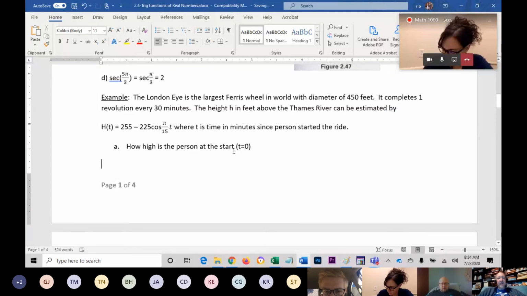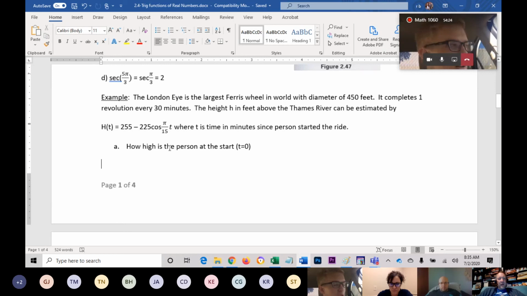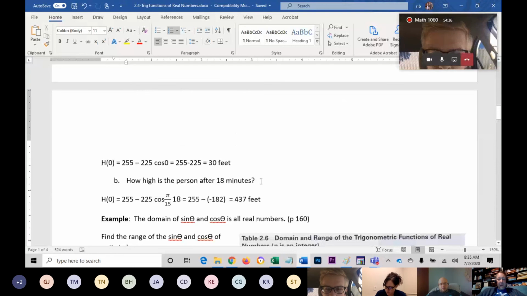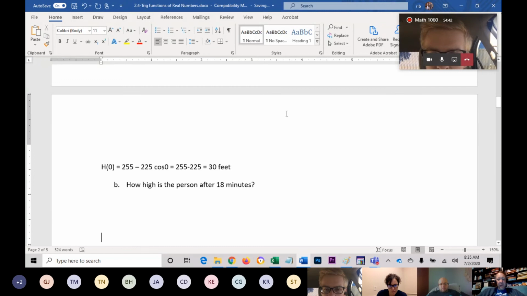If time is 0, what's the cosine of 0? One. It's 1, correct. So at time 0, the cosine of 0 is 1, and 255 minus 225 would just be 30 feet. Now the next question is, how high is the person after 18 minutes?